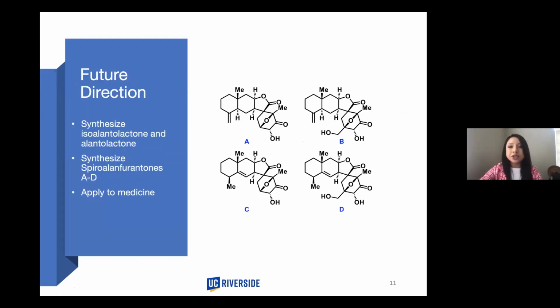Now, the future direction of this project could be to further synthesize isoallantalactone and allantalactone and use them to create those spirolan furantones that were recently discovered. Again, I have them here for you. And then we can further study these molecules to see how we can apply them to the future of medicine.